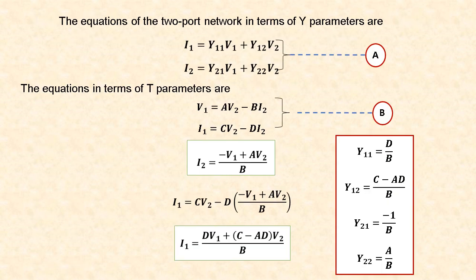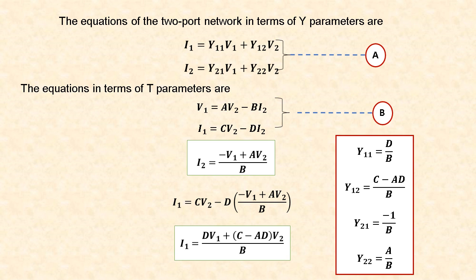First step is we have to express the equation of the two-port network in terms of Y parameters. That is, I1 is equal to Y11 into V1 plus Y12 into V2 and I2 is equal to Y21 into V1 plus Y22 into V2. That is equation A. Now writing this in terms of T parameters, V1 is equal to A into V2 minus B into I2. I1 is equal to C into V2 minus D into I2. Now from the first equation we get I2 is equal to minus V1 plus A into V2 by B.